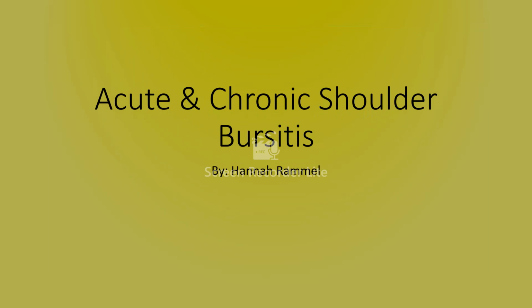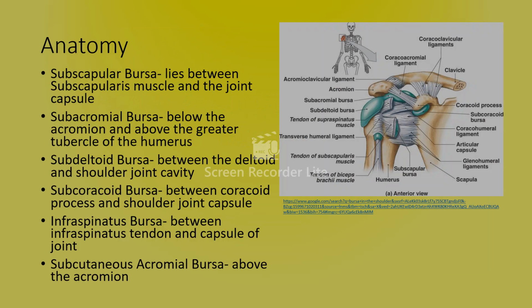I have acute and chronic shoulder bursitis, and the anatomy is the subscapularis bursa. It lies between the subscapularis muscle and the joint capsule. The subacromial bursa is below the acromion and above the greater tubercle of the humerus. The subdeltoid bursa is between the deltoid and the shoulder joint cavity.